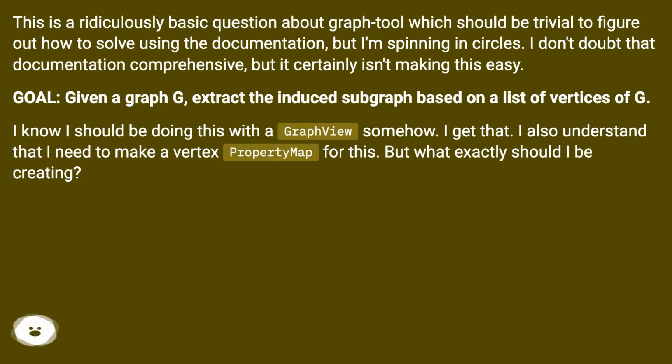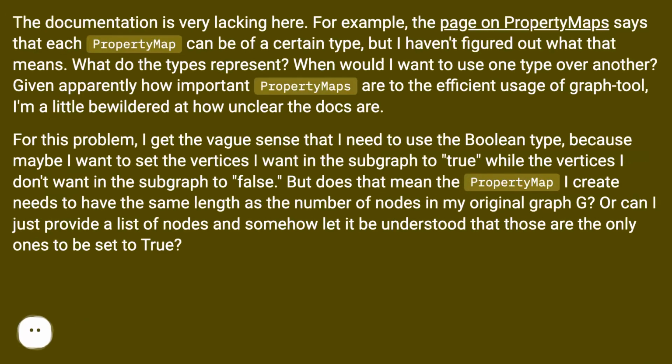Goal: given a graph G, extract the induced subgraph based on a list of vertices of G. I know I should be doing this with a graph U somehow. I get that. I also understand that I need to make a vertex property map for this. But what exactly should I be creating? The documentation is very lacking here.